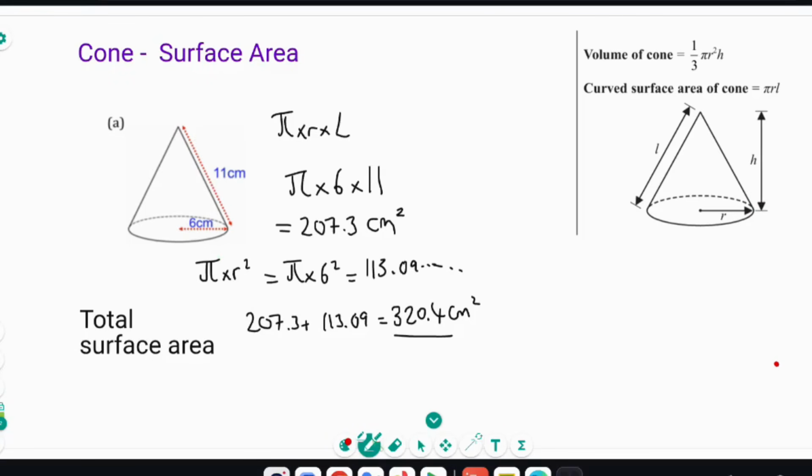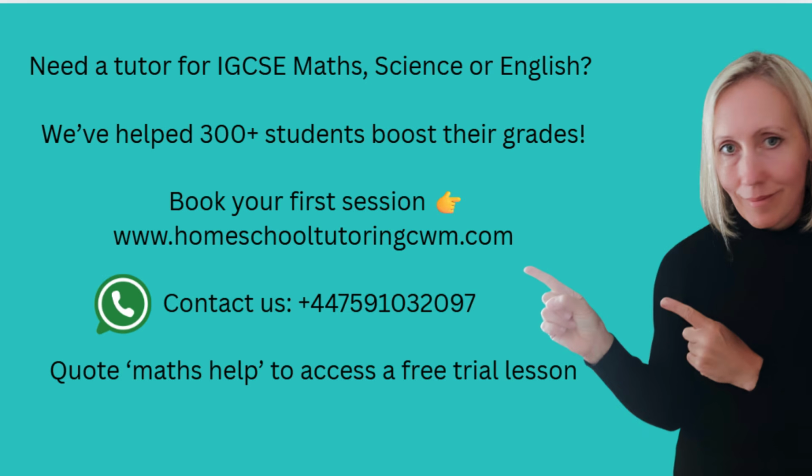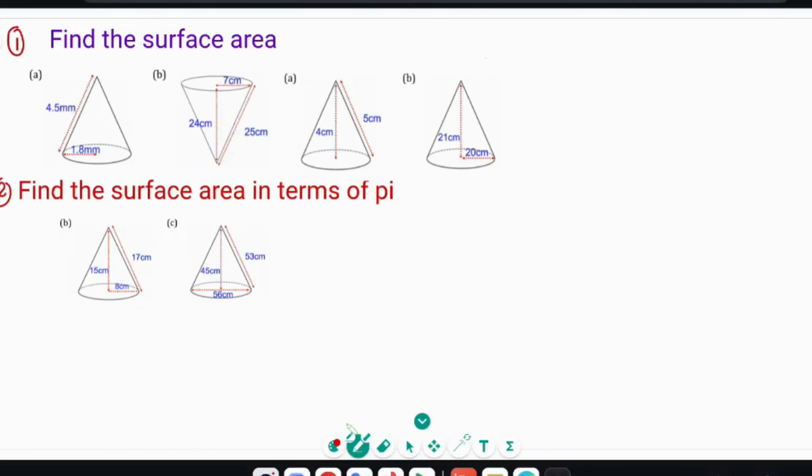So sometimes you just need the curved surface area, sometimes total surface area. Okay, so for question 1, find the total surface area to 1dp. Question 2, find the surface area in terms of pi. Put me on pause when you're done.